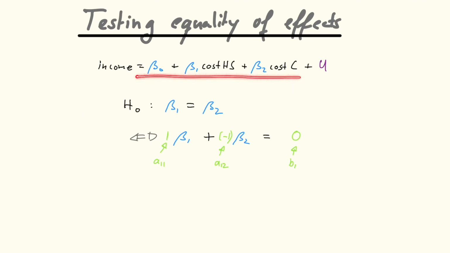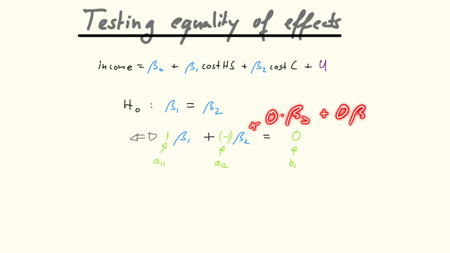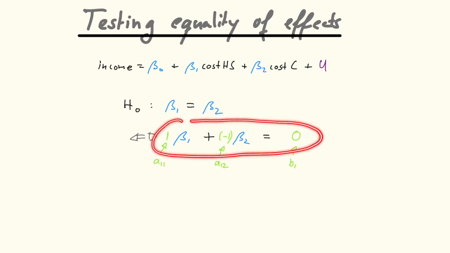If our regression model had more than the 2 regressors that we have here, then we would just add plus 0 times beta 3 plus 0 times beta 4 and so on as long as needed. This shows that this here is a linear restriction. To determine the critical value for testing this hypothesis, we have to figure out the numerator degrees of freedom. That's the number of restrictions, and there's only one restriction here.